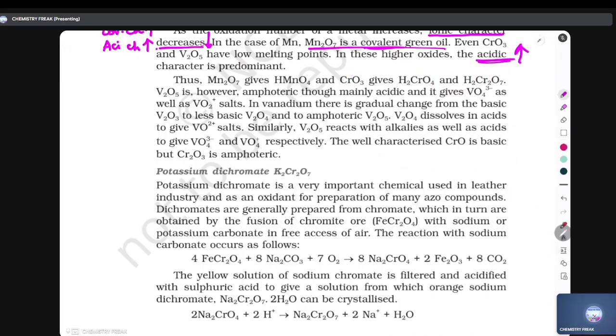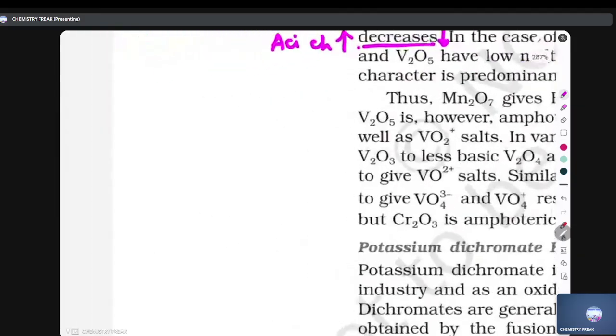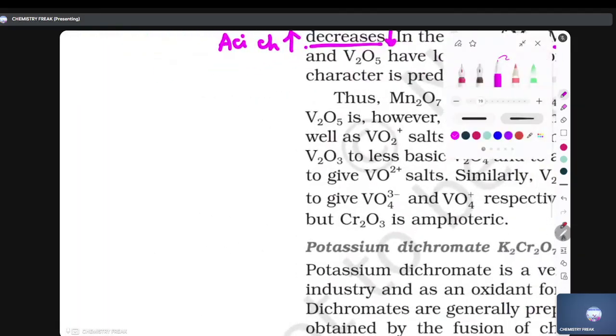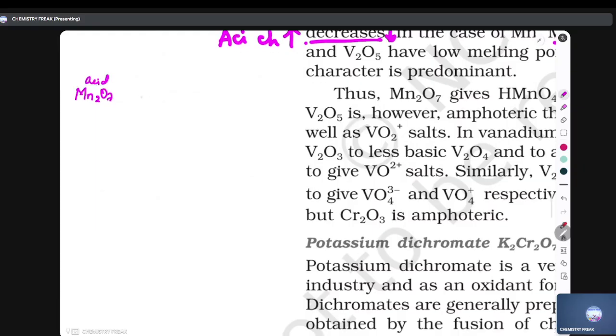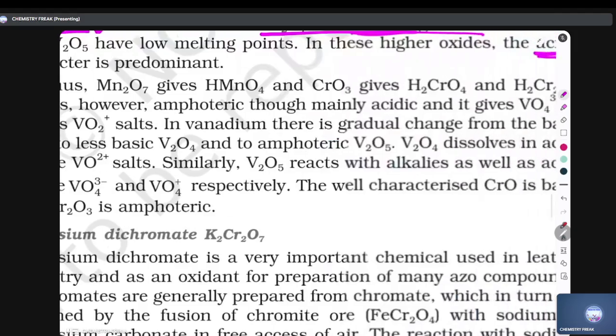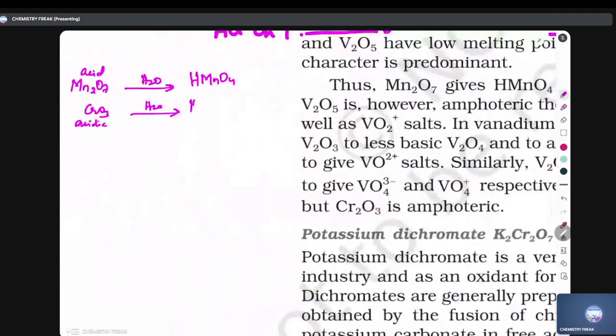Whereas vanadium pentoxide is amphoteric. Let me put that in a very different way. Mn2O7, this fellow is acidic. When treated with water, this fellow gives HMnO4. Similarly, CrO3 is also acidic. When treated with water, it gives what? H2CrO4 and H2Cr2O7.